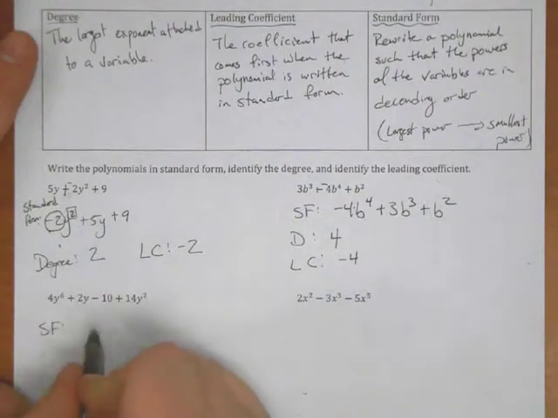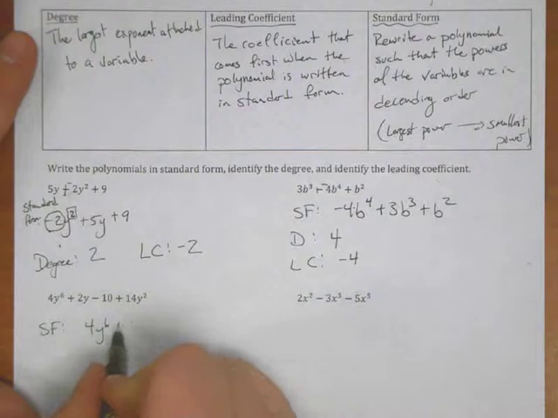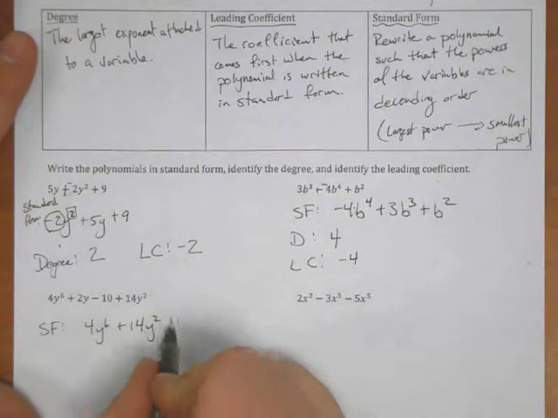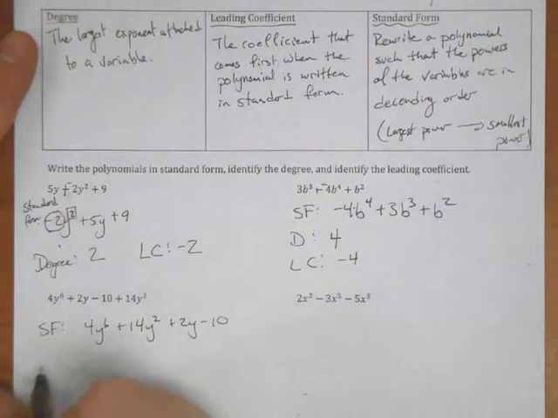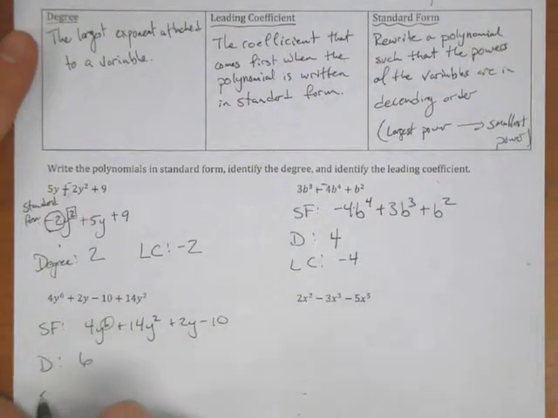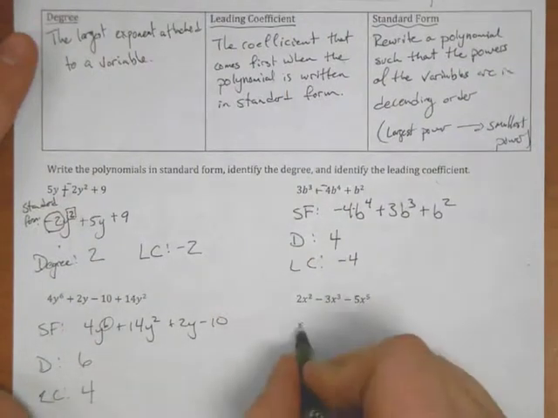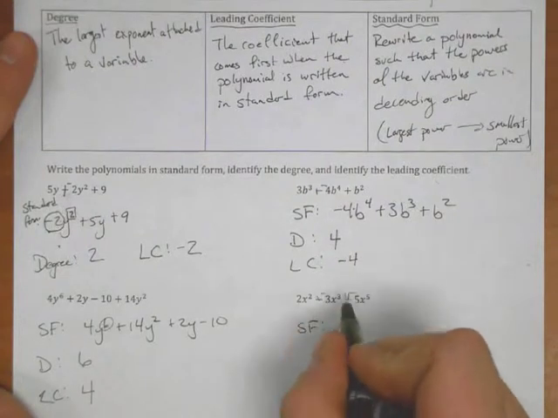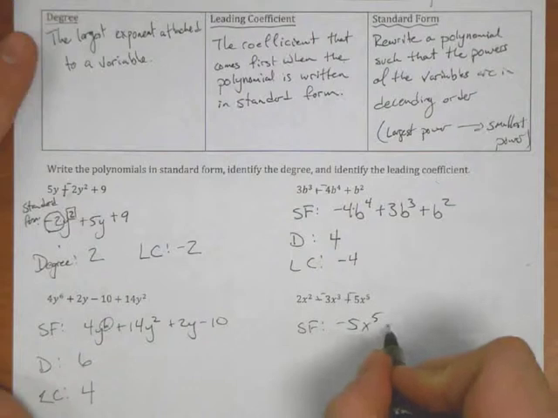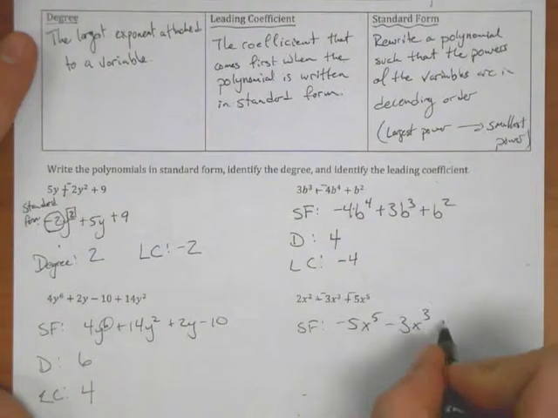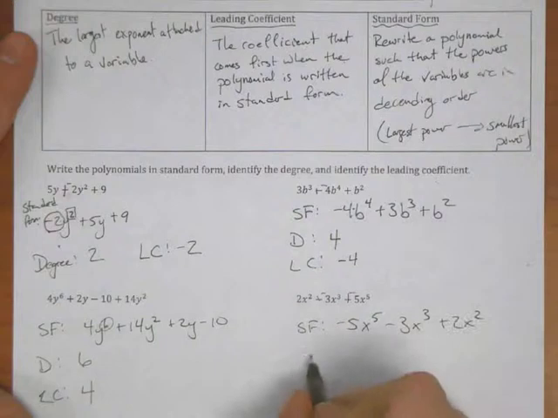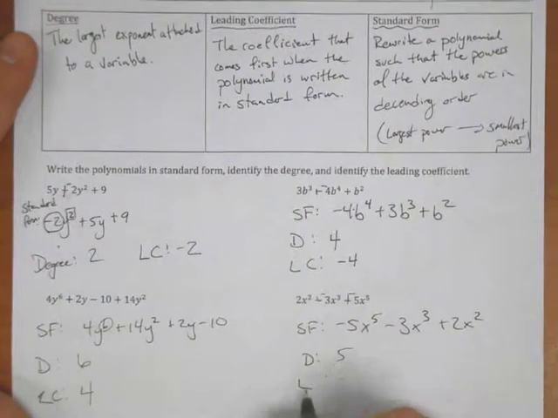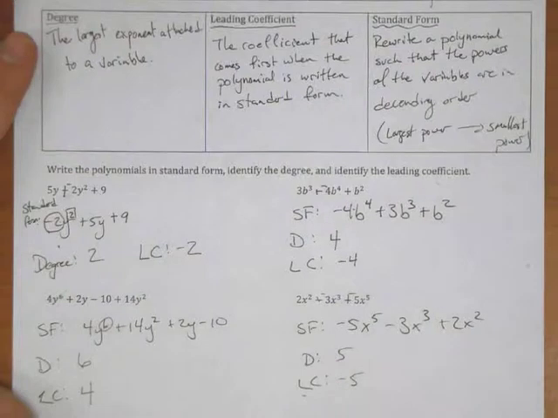Okay, standard form: 4y to the 6th plus 14y squared plus 2y minus 10. Degree in this case, the exponent associated here is 6. The leading coefficient is 4. Standard form: negative 5x to the 5th minus 3x to the 3rd plus 2x squared. Degree is 5, leading coefficient -5.